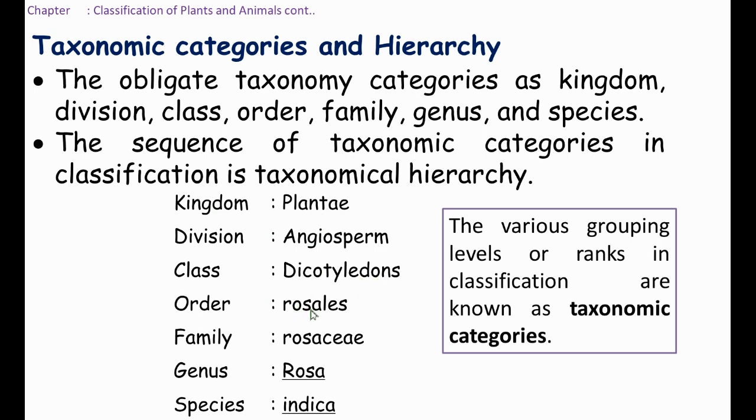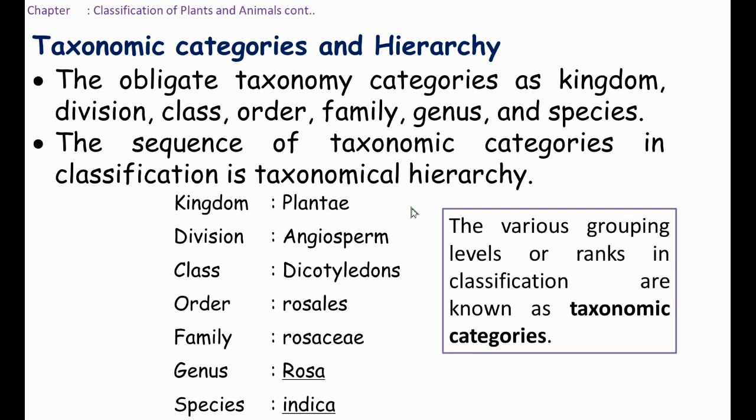Kingdom Plantae, Angiosperm, Dicotyledon, Rosales, Rosaceae, Rosa, indica: these are called taxa, and the singular is taxon. Kingdom is the taxonomic category. Plantae is a taxon. Division is a taxonomic category. Angiosperm is a taxon. So the obligate taxonomic categories are kingdom, division, class, order, family, genus and species.